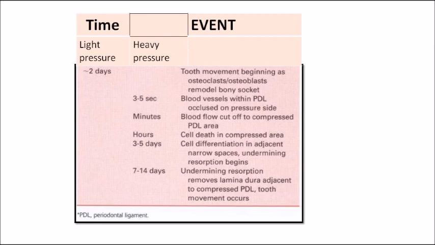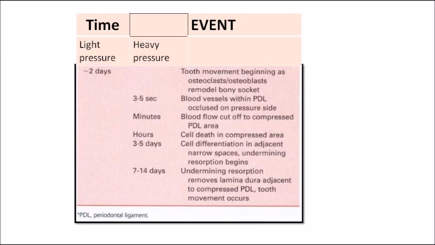Now what happens is that when the zone gets hyalinized or necrotic, it remains like that for 3 to 5 days, and after 3 to 5 days there will be cell differentiation in the adjacent bone marrow spaces. So from the adjacent bone marrow spaces, the osteoclast will start resorption or remodeling of this hyalinized area, and this is happening beneath the lamina dura of the adjacent bone marrow spaces. Hence it is called undermining resorption. Because it is beginning beneath or under the necrotic area, it is called undermining resorption.